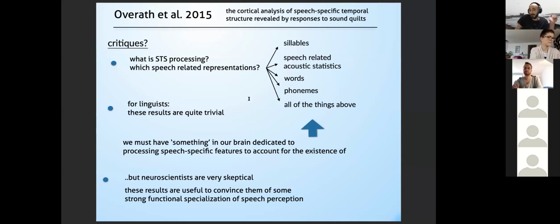Right. And in fact, last time we finished by discussing these problems about this experiment, which are some critiques or at least some questions that come out of this experiment. Like, for instance, what is the STS processing, right? What is the superior temporal sulcus processing? Is this syllables? Is this acoustic statistics? Is this words, phonemes, or all the things above? We don't know. You have to do more fine-grained experiments to figure this out, right? And we also said that for linguists, these results are quite trivial. It's not really surprising for us that there are some areas of the brain that process speech, right? But neuroscientists are skeptical, so it was really good to show that this specific area is particularly tuned to this temporal spectral property of speech, okay?